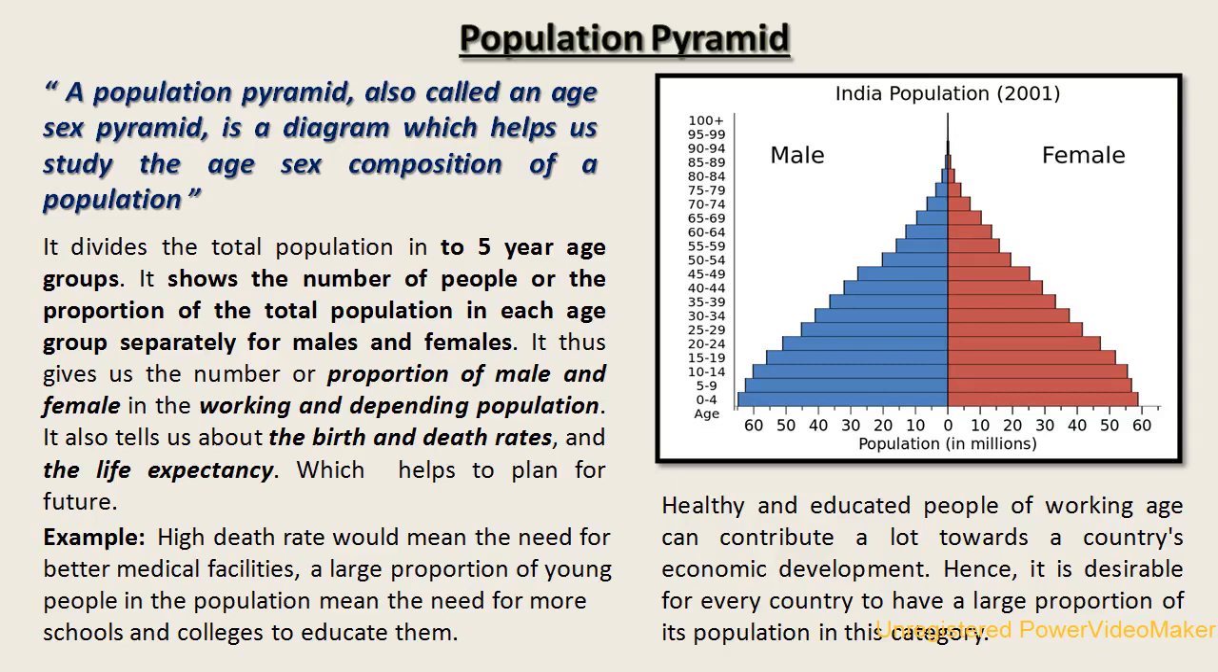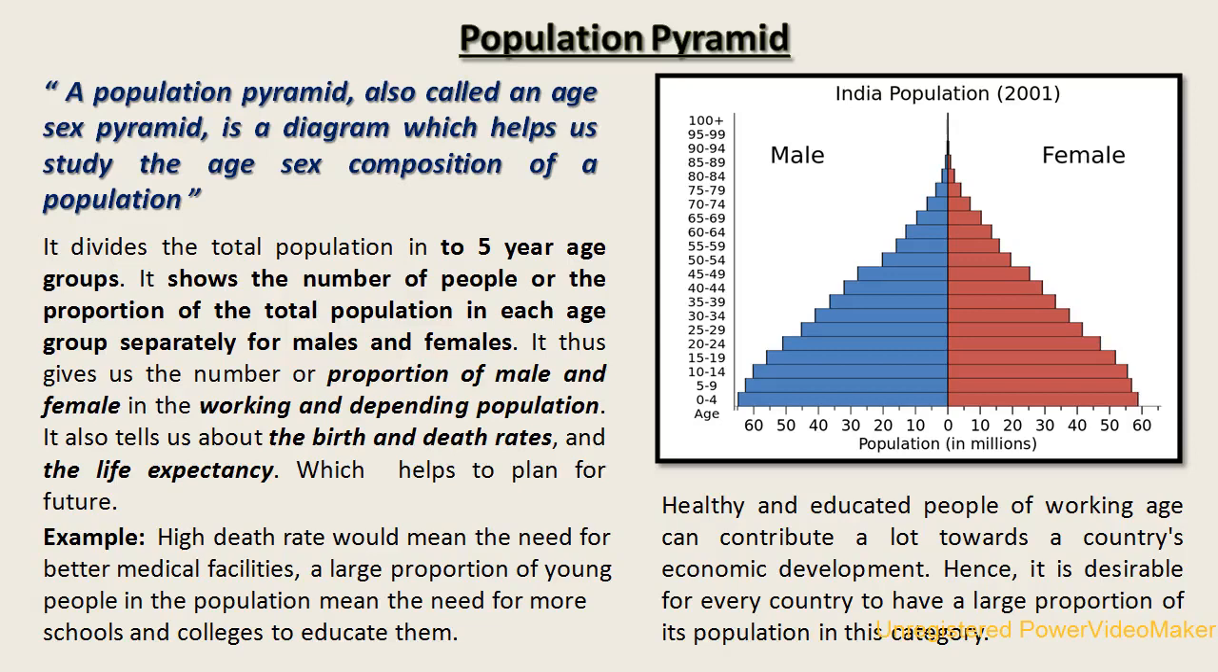So in India, suppose we are looking at the above 75, there is a less number of people. Then we can plan that we need more medical facilities. We have to improve our medical facilities. We have to find new medicines for increasing the life expectancy. We have to reduce the death rate. So all these things we have to check.